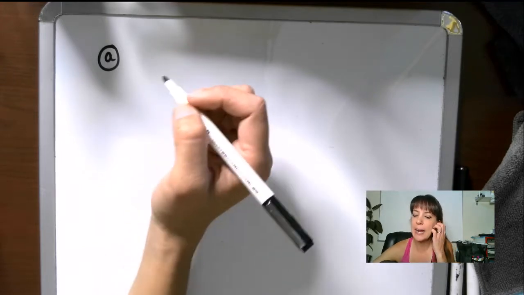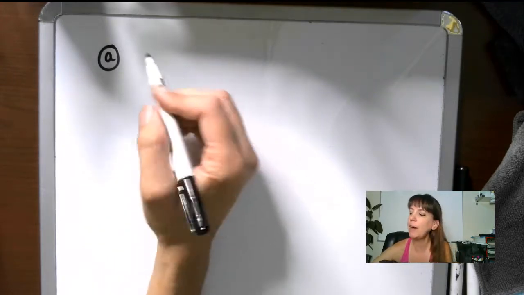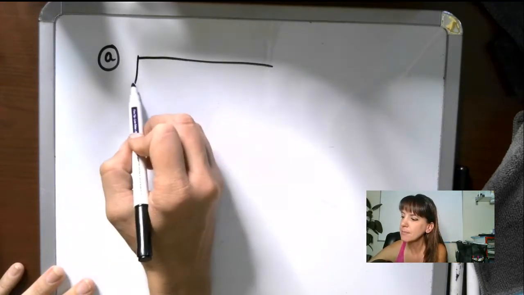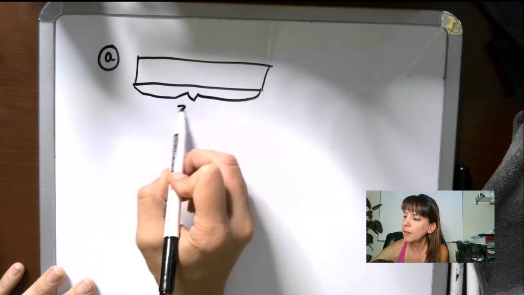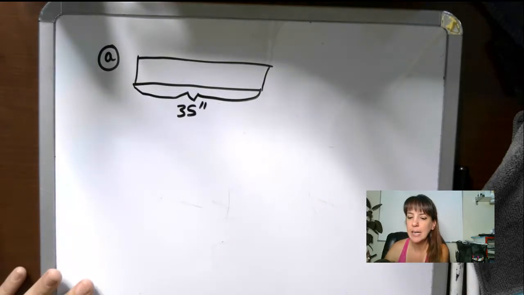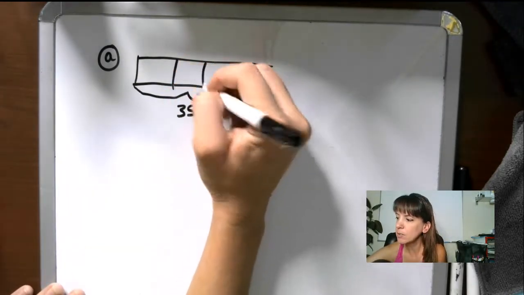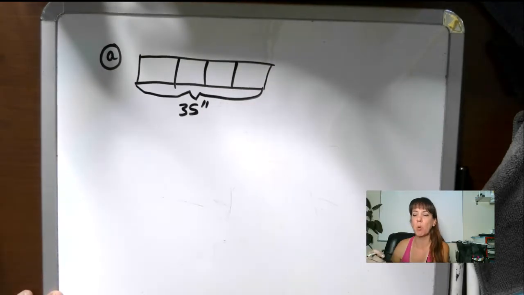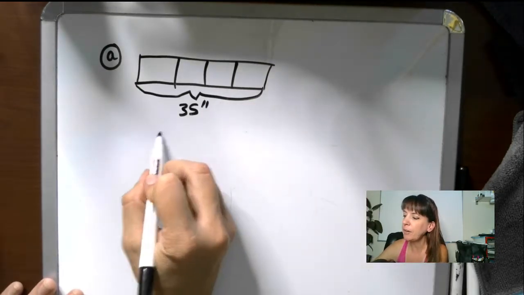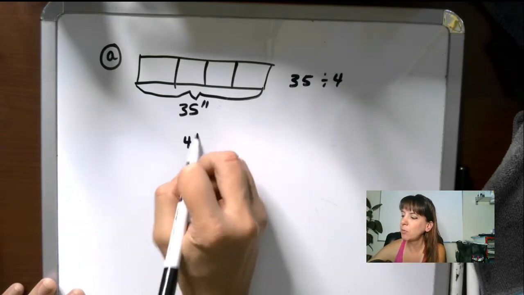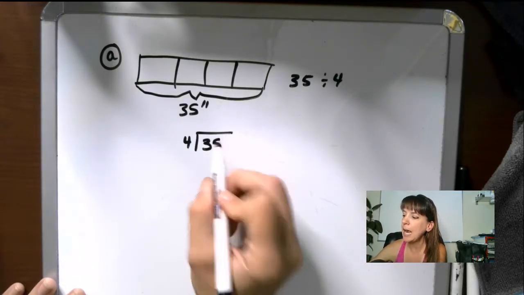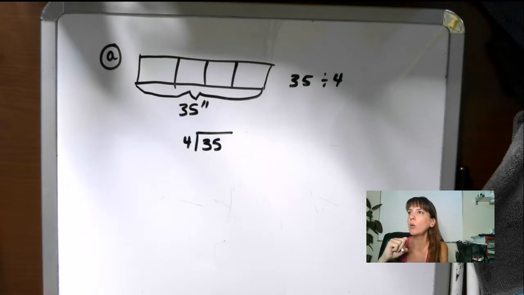Okay, so for A, Alex cut a 35-inch ribbon into 4 equal lengths. So that's divided by 4, right? So we're going to take 35 divided by 4. How many times does 4 go into 35 without going over?